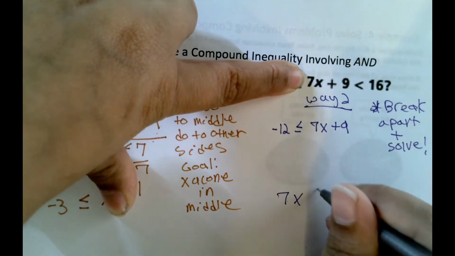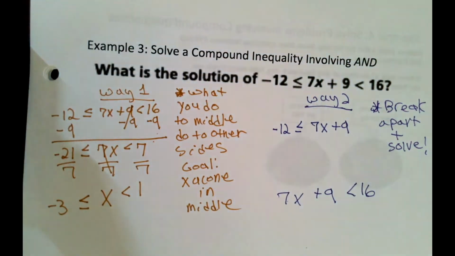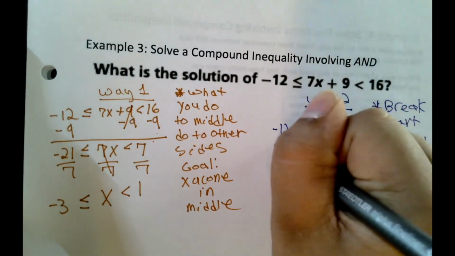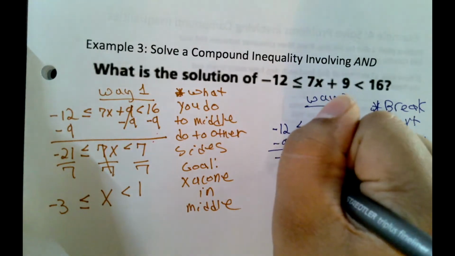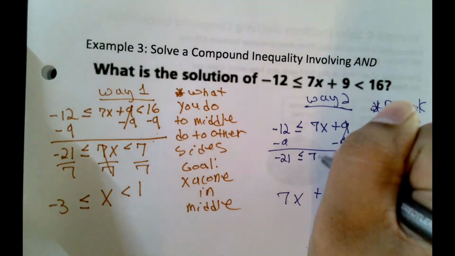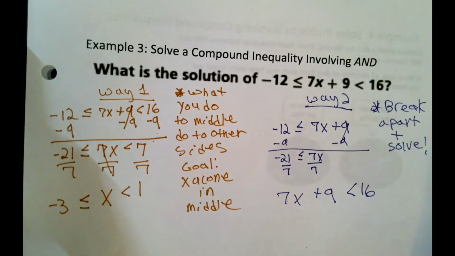Well, if we do that, subtract 9, you're going to get negative 21 less than 7x, divide by 7, divide by 7. You're going to end up with negative 3 less than or equal to x. Over here, you're going to do the same thing.